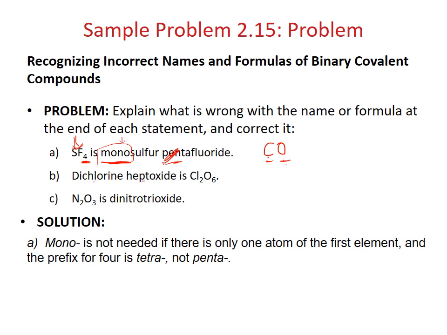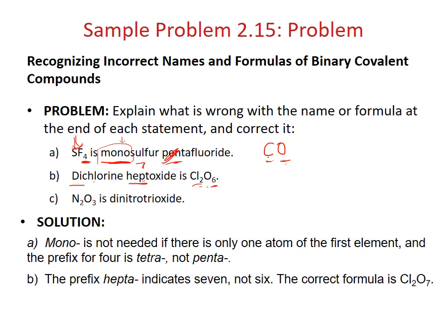dichlorine heptaoxide is Cl2O6. So again, do we need the prefix? Because it's a covalent compound, we do need them. And 2 is di, and hepta means 7, but this is 6, so it's wrong. So you should use 7, Cl2O7. Okay, so here the correct one should be Cl2O7.